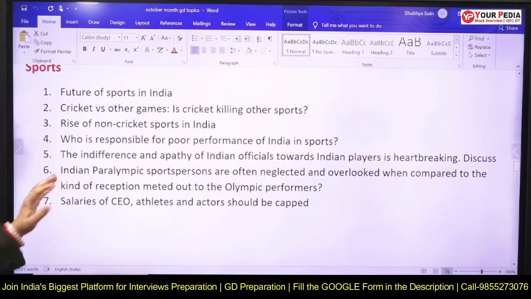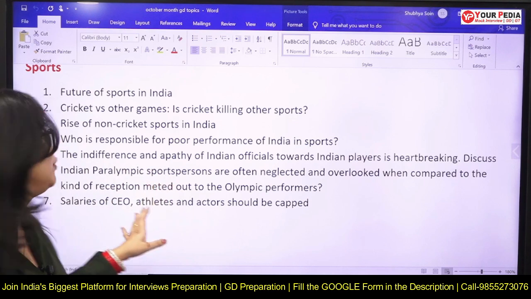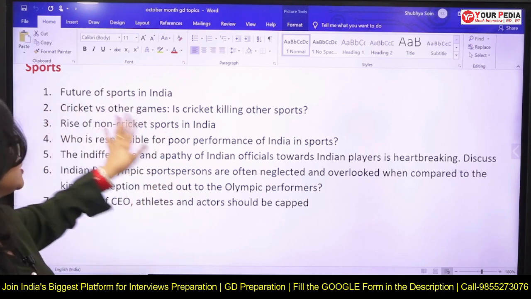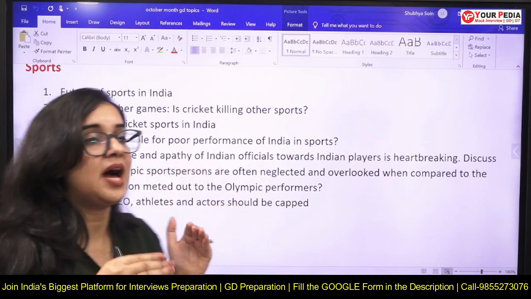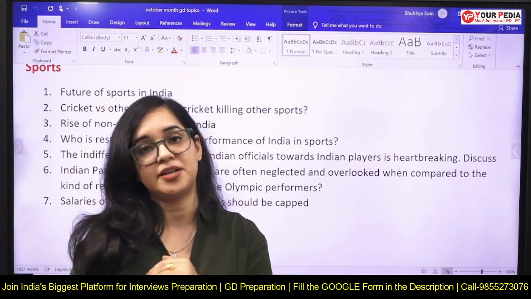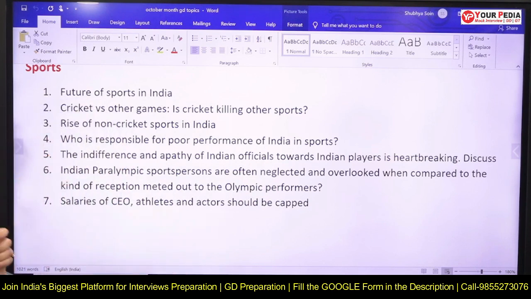Related to sports, we all know there are a number of GD topics related to sports events. What is the current status of sports in India and what is the future of sports in India? Cricket versus other games: is cricket killing other sports in India, because media only highlights men's cricket in particular and not even women's cricket? Rise of non-cricket sports in India: is it rising, and is it helping other sports to be promoted?